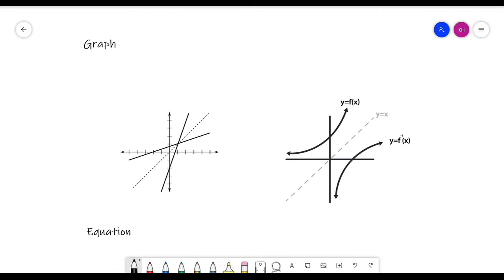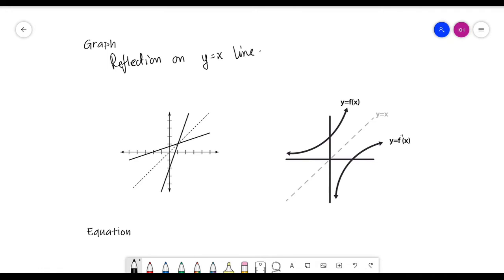Okay, now personally, I feel this is the hardest way to show the inverse, but there's nothing wrong in understanding the concept or knowing what it means using a graph. So using a graph, the inverse just means a reflection on the y equals x line.